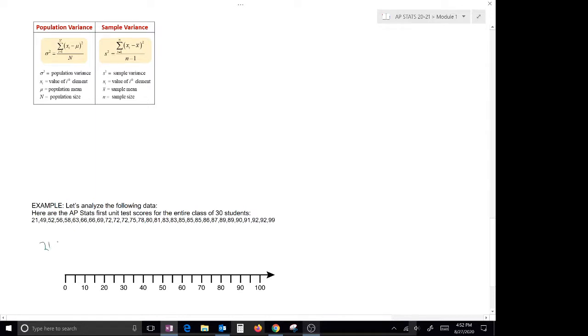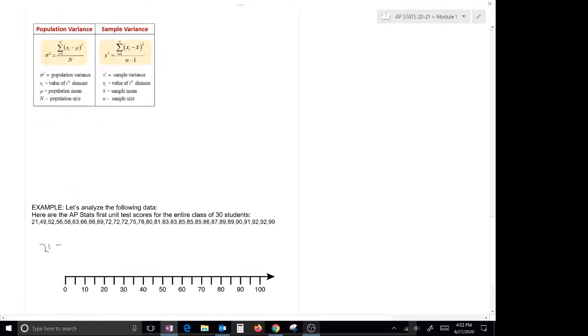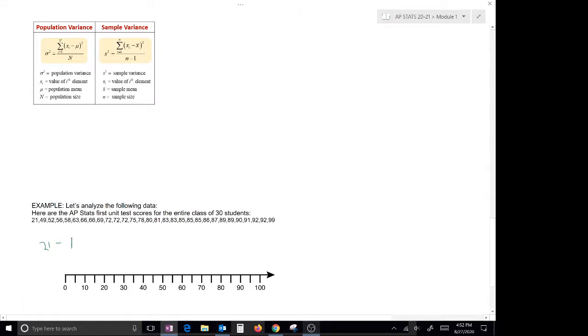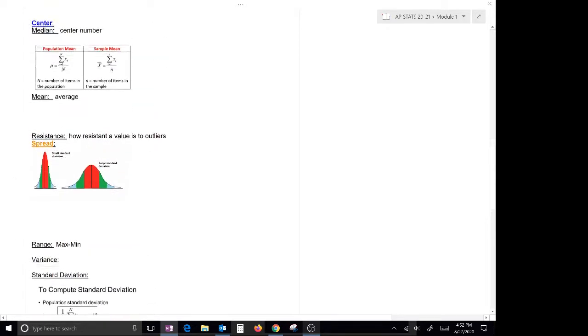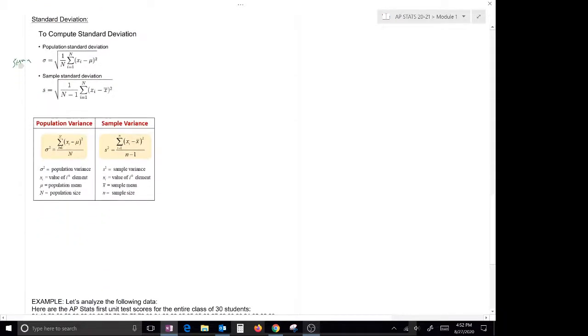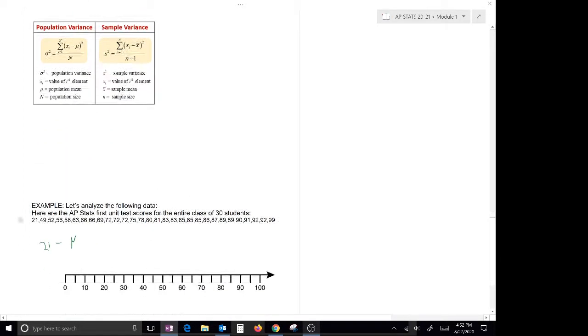So I would take 21 and subtract the mean, which we're representing with the Greek letter mu. If we have a population, the entire population, we use mu. If we're just taking a sample from the population, we use x bar, so x with a little bar over it. In this case, we're using the entire population. We have the entire class here. So we would take 21, subtract whatever the average is.